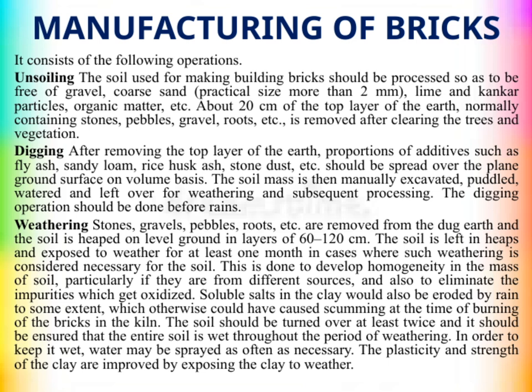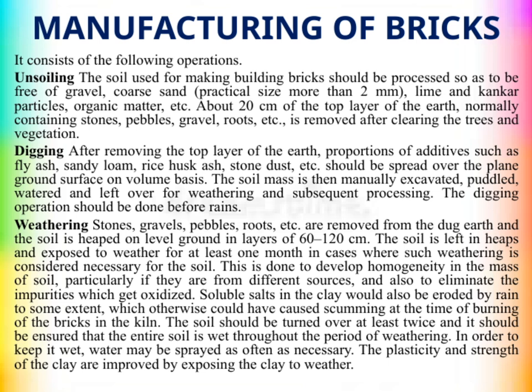Typically, about 20 centimeters of the top layer of earth, often containing stones, pebbles, gravel, roots, and similar debris, is removed after clearing any trees and vegetation. This initial step ensures that the soil is suitable for brick making.